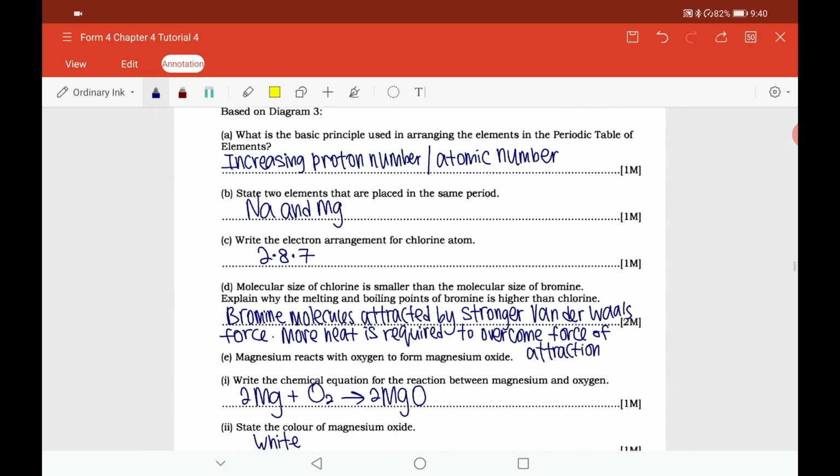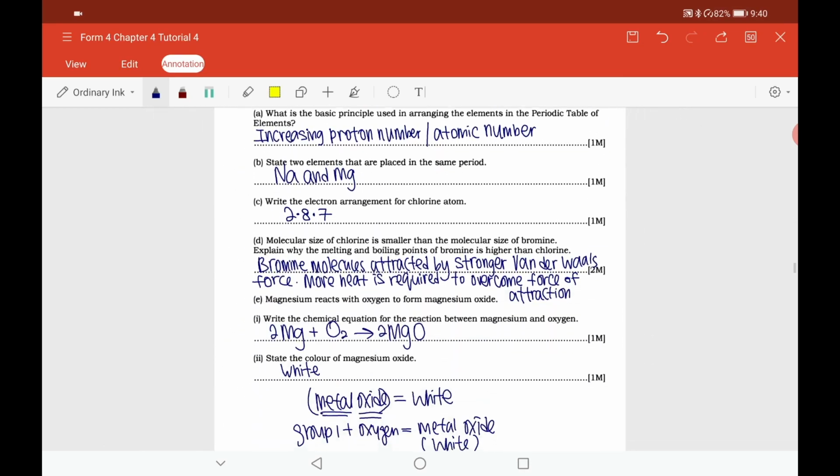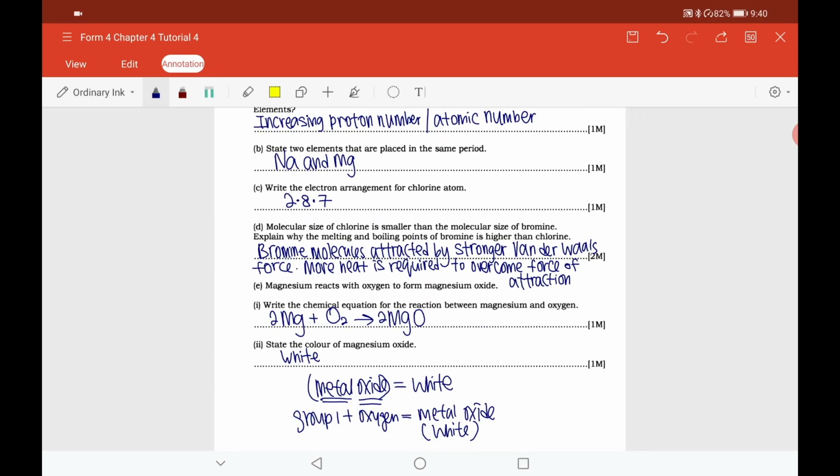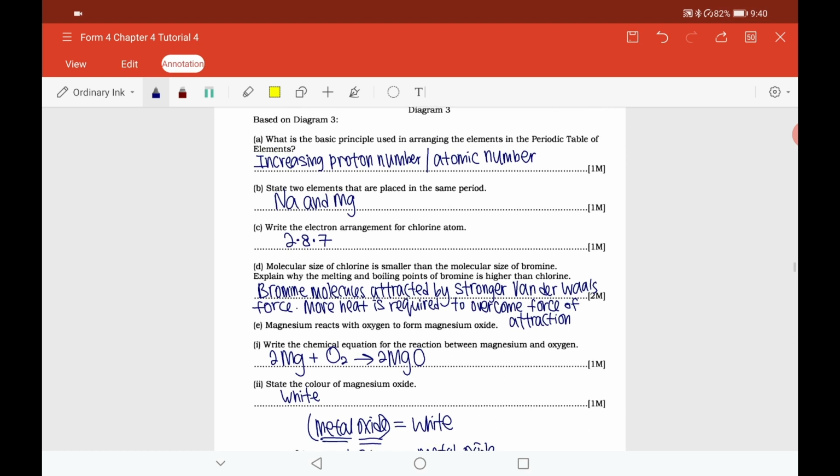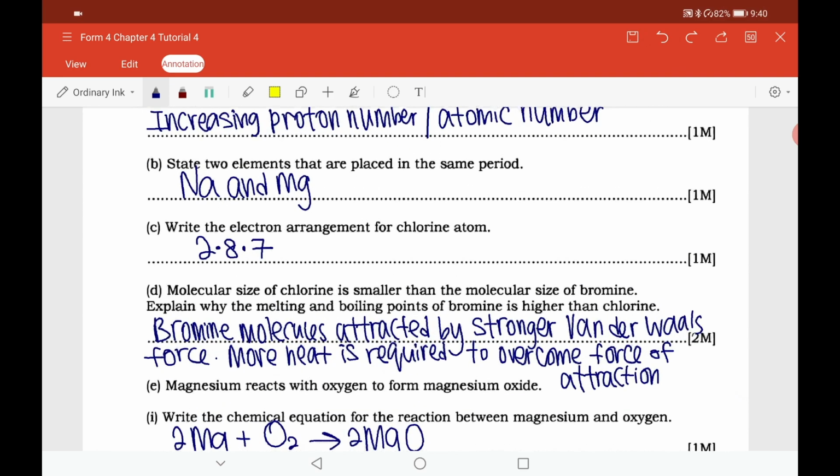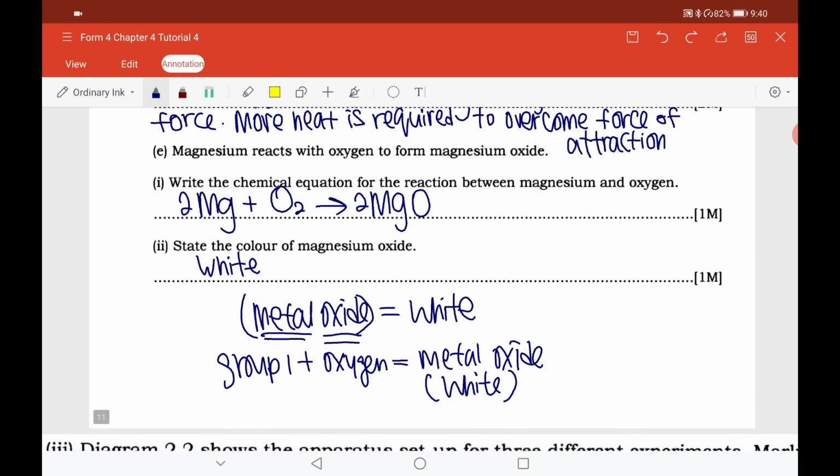So this is the real SPM past year question. If you can do this question from the top to the bottom, then you will get 7 marks. If you can do the whole question, you can get 7 marks from this question alone.